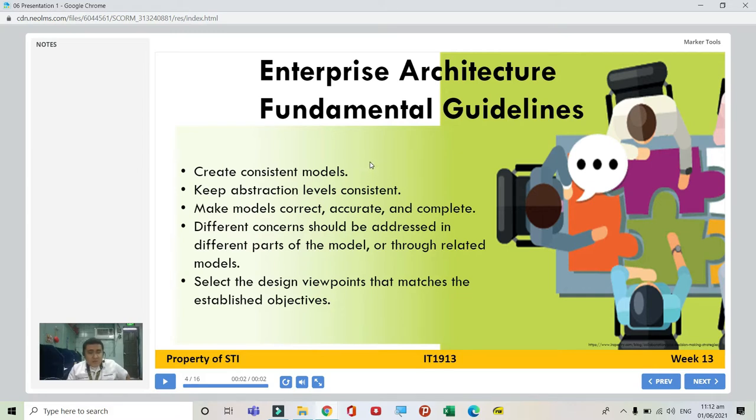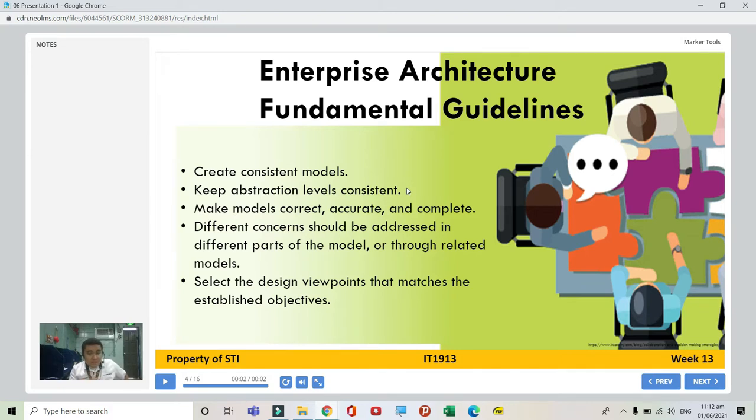So, what if may customization na gagawin? Yes, you can conduct customization, but yung standard na model is nandyan lang. You can add on it, but you cannot differ or delete something about it. Okay? You have it here. Keep abstraction levels consistent. Ang ibig sabihin nito is that we are to provide important details only that are necessary for those who will read it. So, for example, if there are parts of the model na hindi naman talaga kinakailangan ng perspective ng manager, do not include it because that's irrelevant on his perspective.